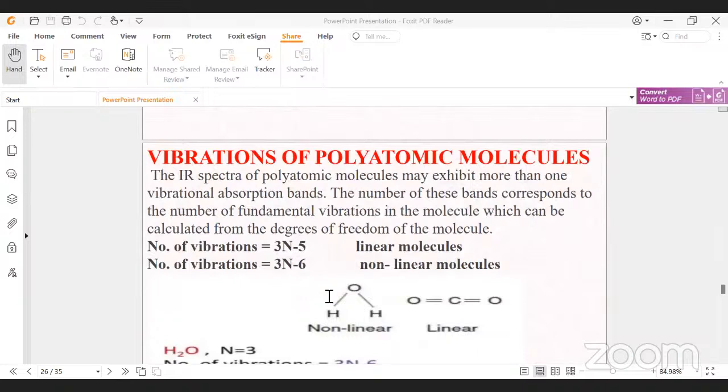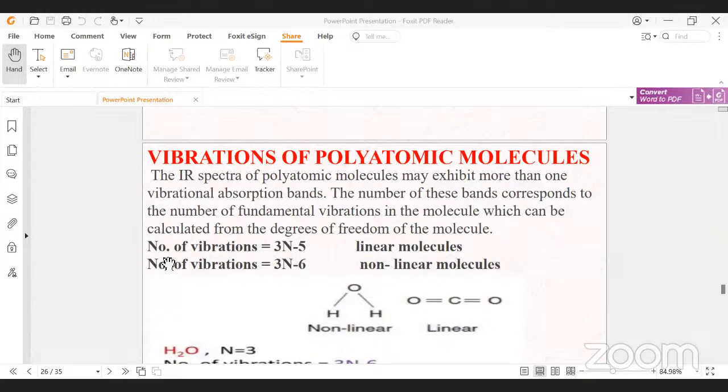This is applications of spectroscopy. It is very important. For example, vibrations of polyatomic molecules. The IR spectra of polyatomic molecules may exhibit more than one vibration absorption peak. The number of these bands corresponds to the number of fundamental vibrations in the molecule, which can be calculated from the degrees of freedom of the molecule.